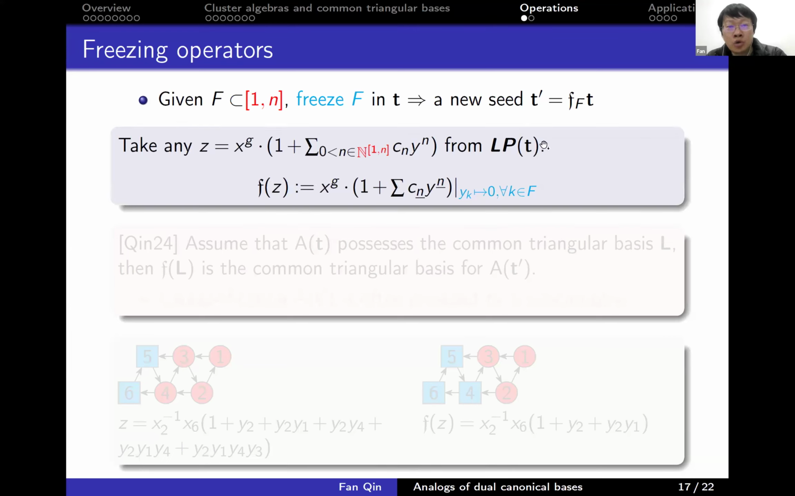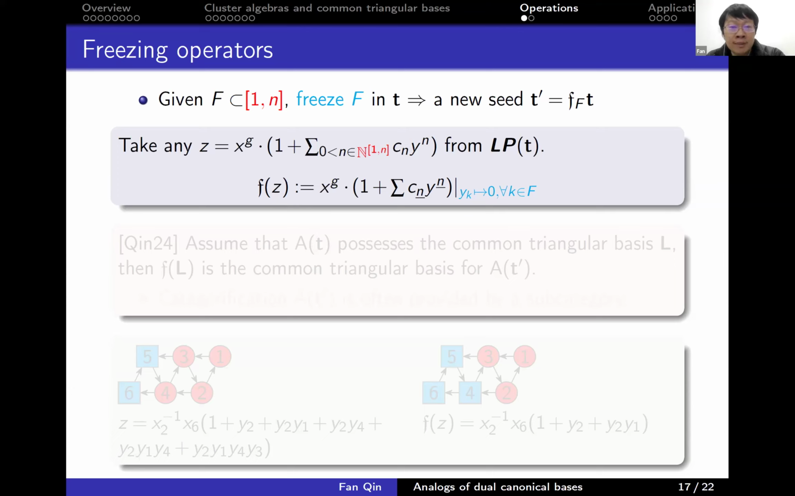And now assume that for the original seed, you have some functions which look nice. So you have a leading term x^g, followed by polynomials in the y's, where the y_k come from the red letters. But because you are going to freeze some letters from F here, the y_k from these red letters are no longer allowed to exist in T prime. So the most naive way is simply to set y_k to be 0. If k is suddenly forbidden, then you just set y_k to be 0 in this function. So this is called the freezing operator. It sends some Laurent polynomials into something new.